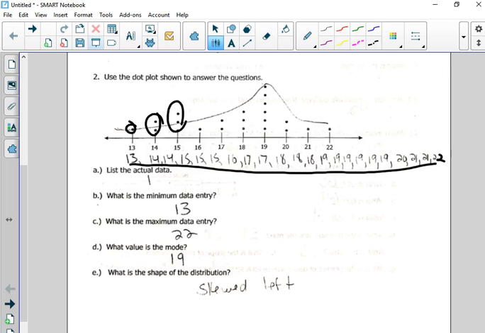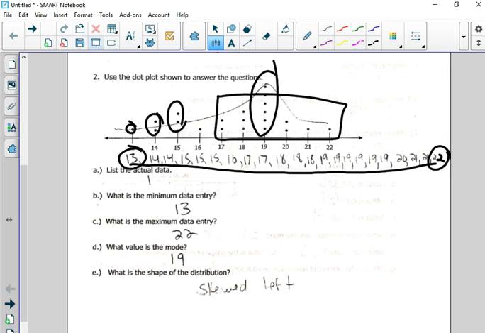Okay, what is the minimum entry? That's down here. What's the maximum entry? That's up there at 22. The mode, basically that's the one that has the most of them, which you can clearly see right there is the highest point in the curve. And the shape is skewed left. Most of your data is up there, but there's a few outliers, some data over there on the left side, pulling it down, pulling it to the left. So it would be called skewed left.